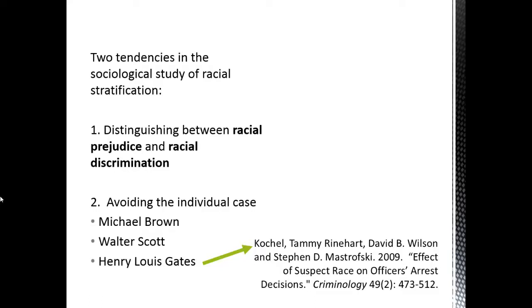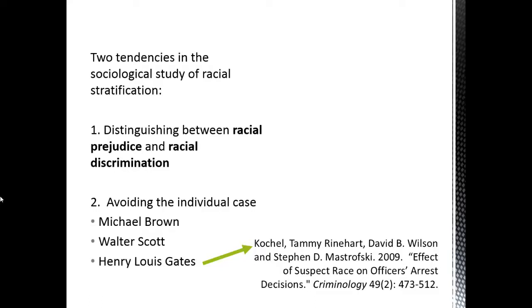There's also a very basic methodological problem, not from a legal point of view, not from an evidentiary point of view, whether someone has committed a crime or not, but from an academic point of view, in trying to figure out what the larger pattern is when you're looking at an individual person, whether that individual person is Michael Brown in Ferguson, Walter Scott in South Carolina, or Henry Louis Gates of Harvard. In the case of Michael Brown of Ferguson, there is a dispute over exactly what happened. In the case of Walter Scott, there's little argument about what happened because someone shot a video.